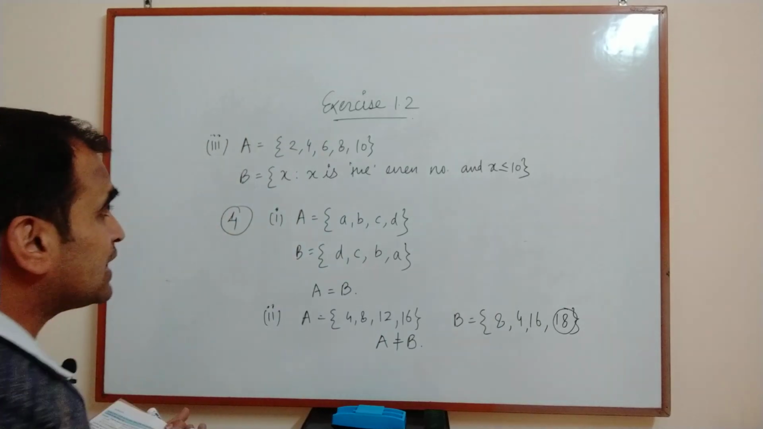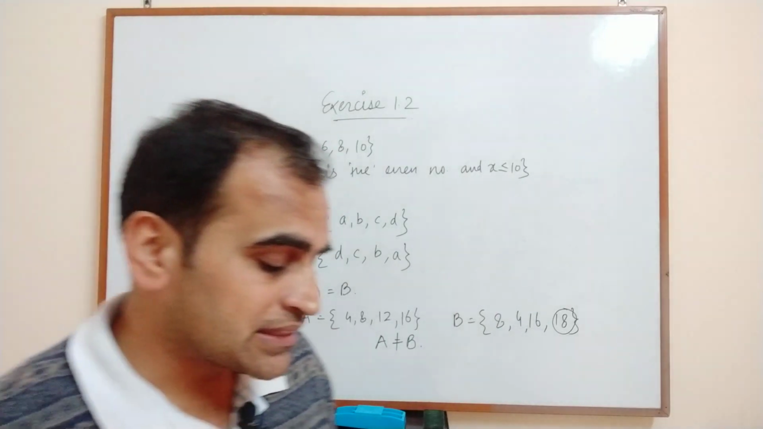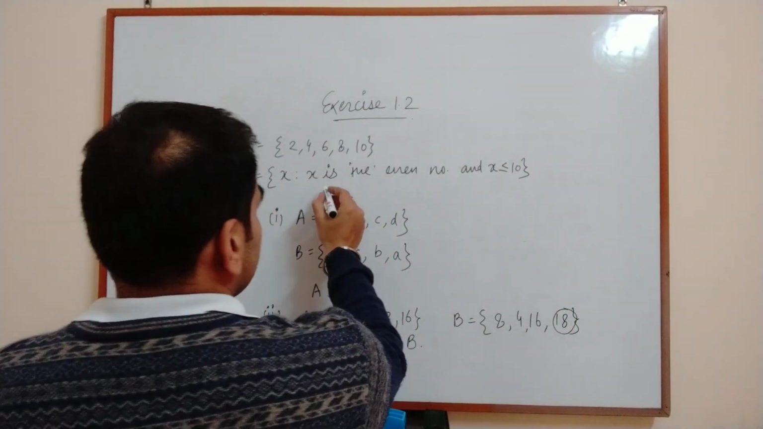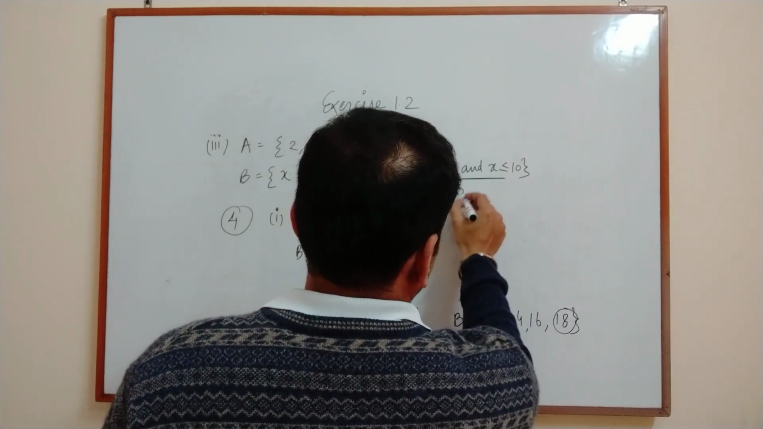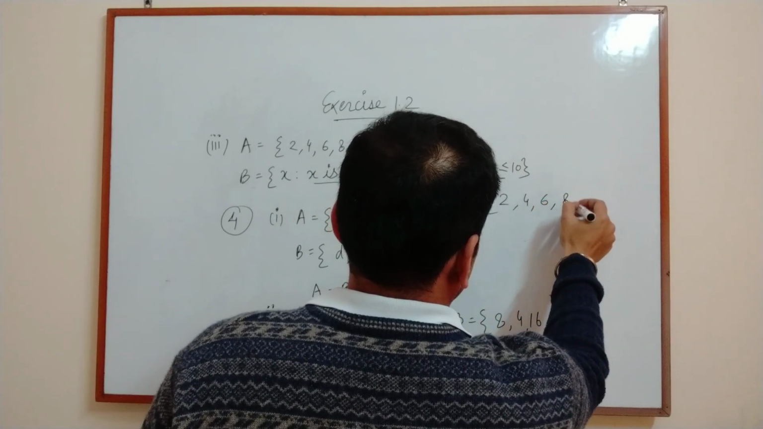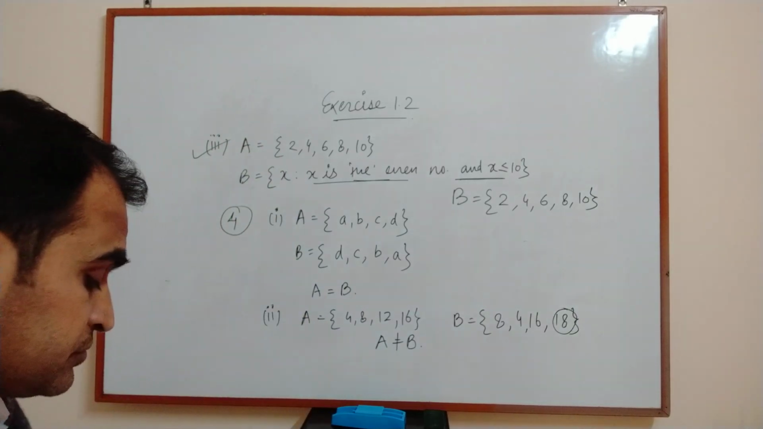Here set A is represented in roster form and set B is represented in set builder form. But if you check B, B is also representing X as a positive even number which is less than or equal to 10. So here B also has the same elements 2, 4, 6, 8 and 10. So we can say A and B are equal.